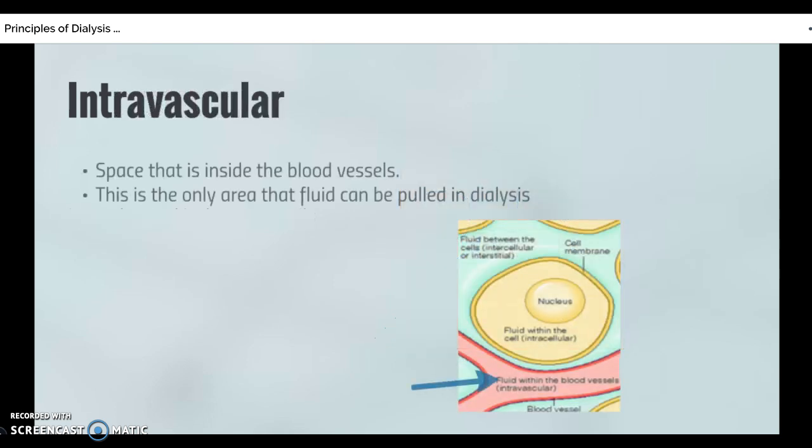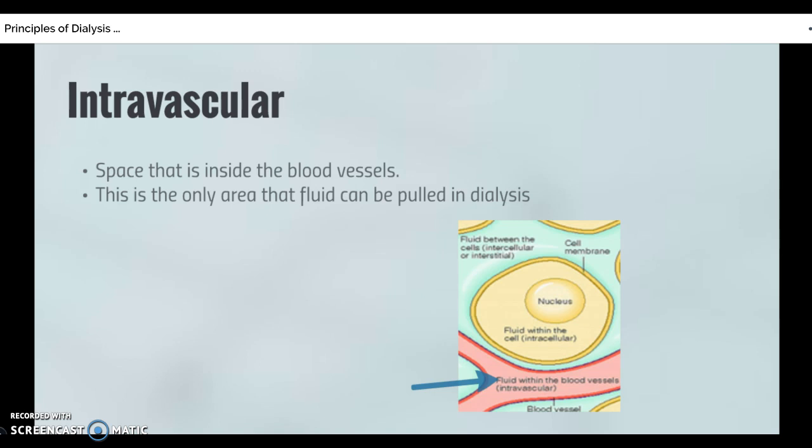And the one that you're going to be most concerned about, intravascular. So intravascular, it's going to be pertaining to like within the vascular space. So it's going to be the space inside the blood vessels. This is the only area that fluid can be pulled in dialysis. So even if somebody comes in with all of this extra edema, that swelling in their legs, in their face, hands, wherever it might be, if it's not in the intravascular space, we won't be able to pull it.